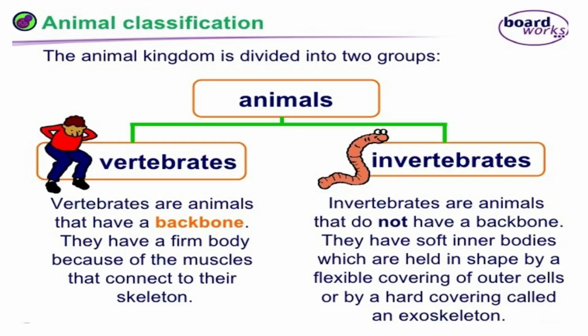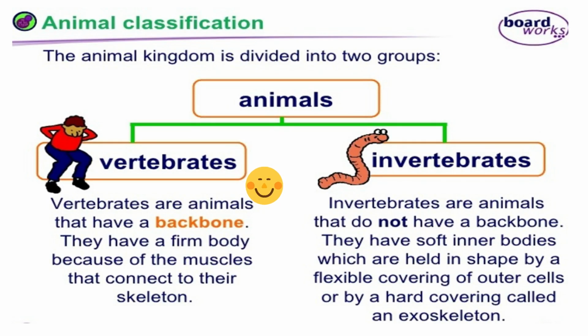Let's start with the classification of animals. Do you remember the two big groups how we can classify animals? Great! Vertebrates and invertebrates. In this chart, we can differentiate them.